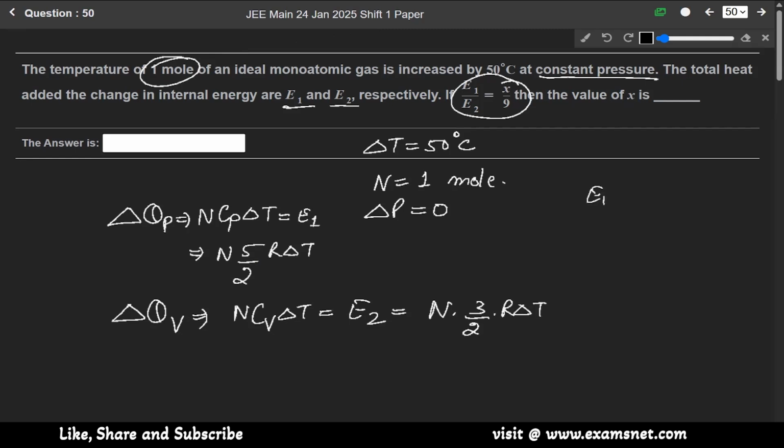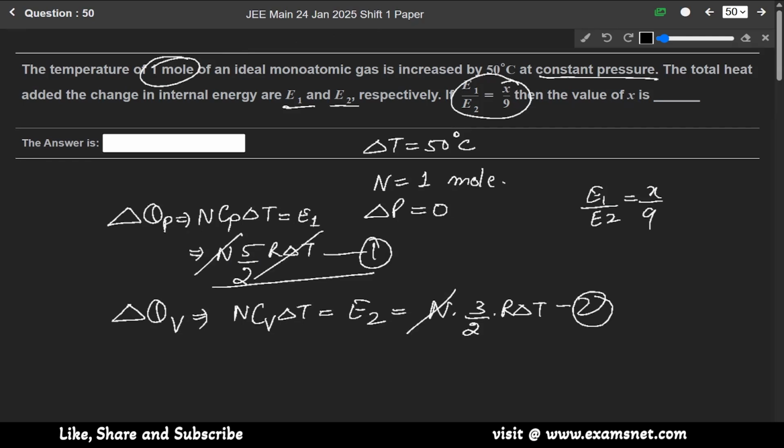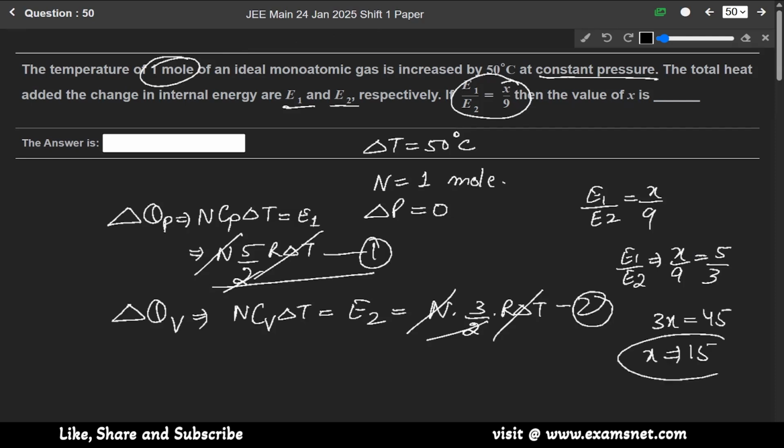And according to the question, E1 over E2 is equal to x over 9. So when we divide this equation by this equation, n cancels, R delta T cancels, 2 cancels. So E1 over E2 equals x over 9, which is equal to 5 over 3. So from here 3x equals 45, so x will be equal to 15. This is our final answer. So the value of x here is 15.